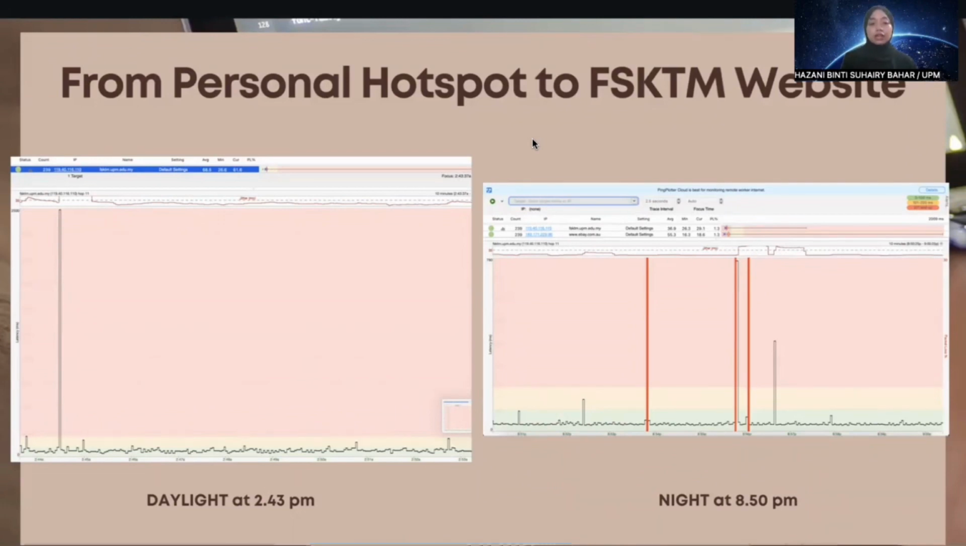Moving on to the night test. The test had a 2-second interval and a trace count of 30. The initial result revealed a mean latency of 36.9 milliseconds and a minimum latency of 26.3 milliseconds. However, the packet loss rate was unusually high at 55.3%, indicating significant data loss during transmission.